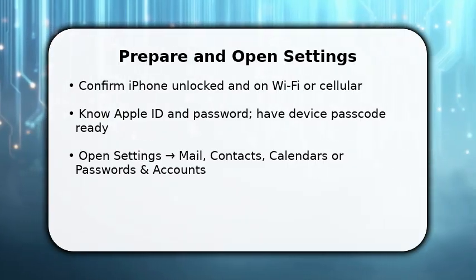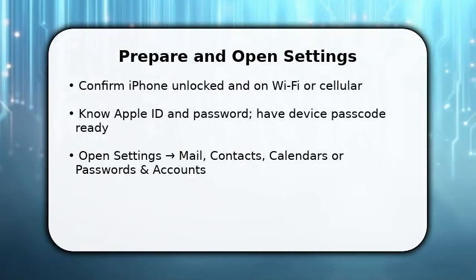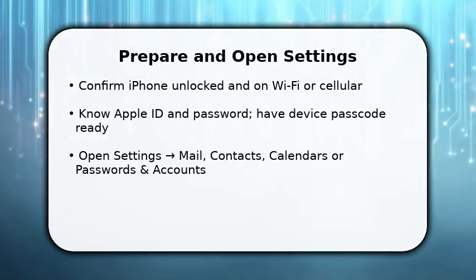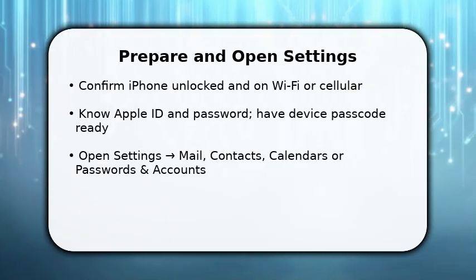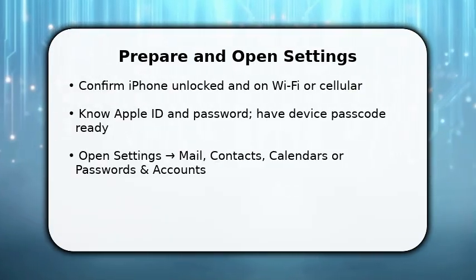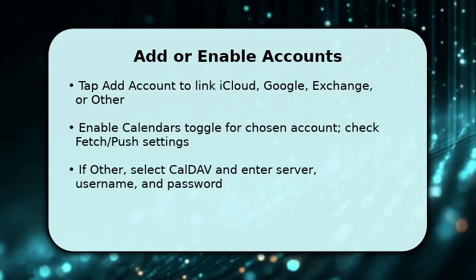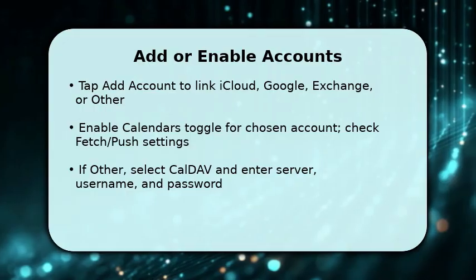Now open Settings and tap Passwords and Accounts or Mail, Contacts, Calendars on older iOS. Once there, you'll see Existing Accounts. This is where you add or enable calendar access. Take a moment to locate the account that holds the calendar you want before proceeding to add or enable the account that contains your calendar.